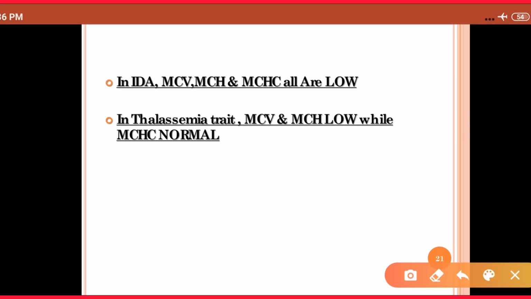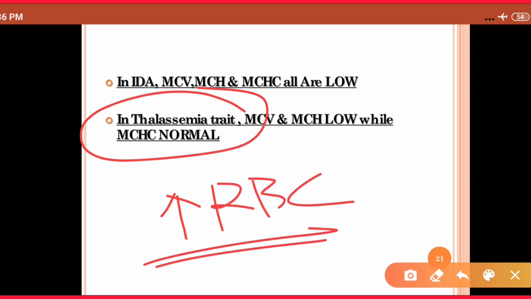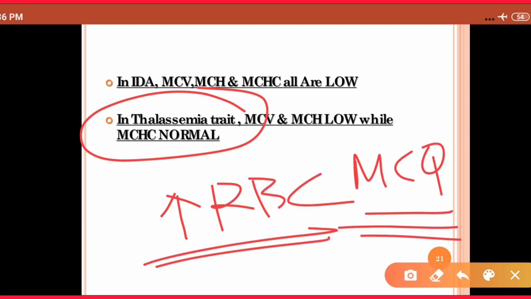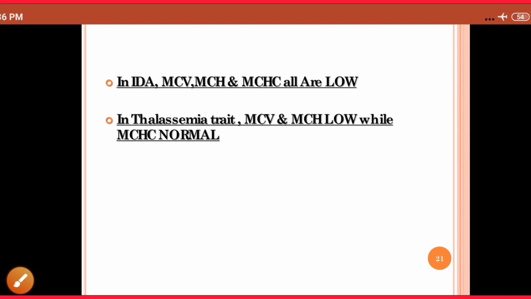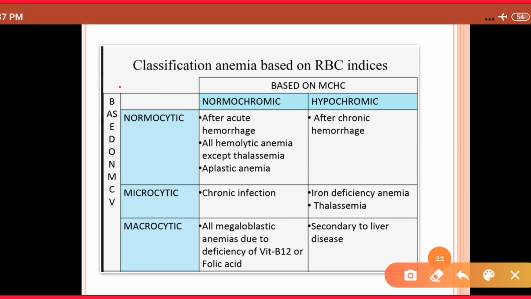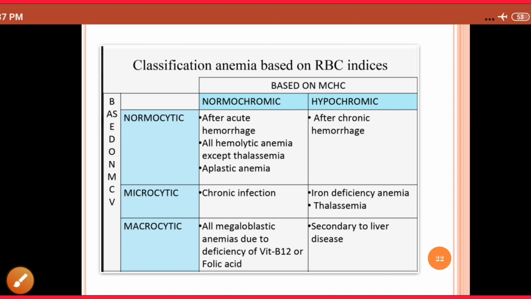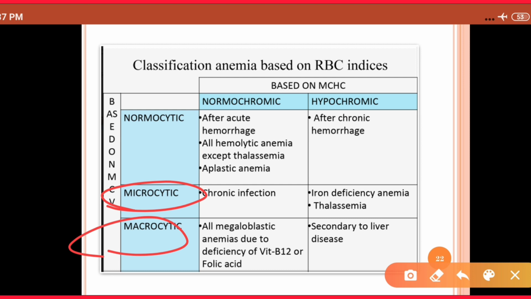And you have to remember, guys, that in thalassemia minor you have an increased red blood cell count. This is the most important MCQ. Although you have anemia, your RBC count is increased only in one condition, that is thalassemia minor mainly, right? So this is the classification of anemia based on red blood cell indices. Based on MCV, it can be divided into microcytic, macrocytic or normocytic, and based on MCHC, it can be hypochromic or normochromic.